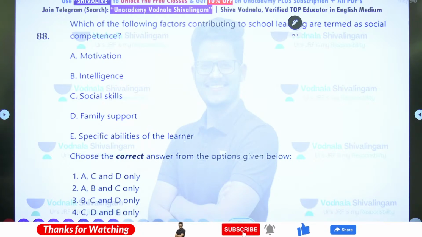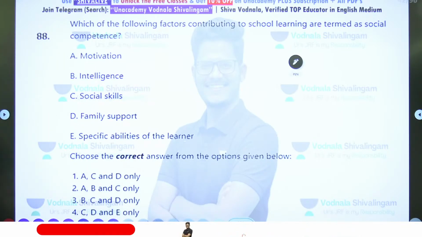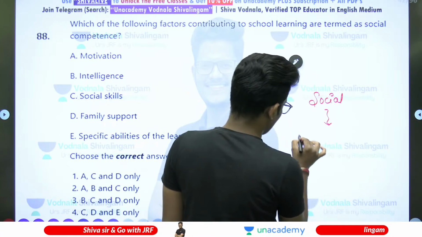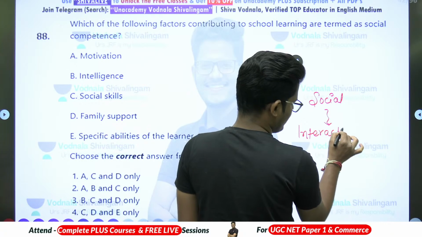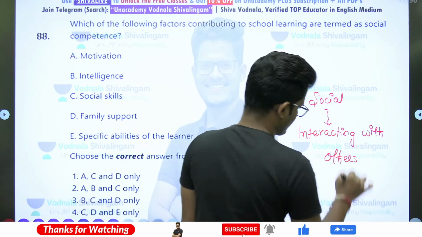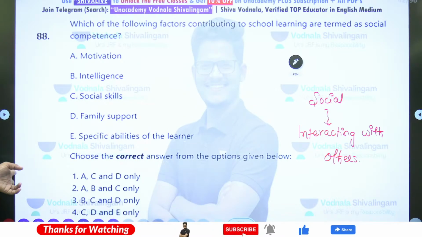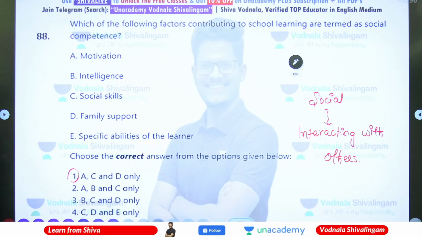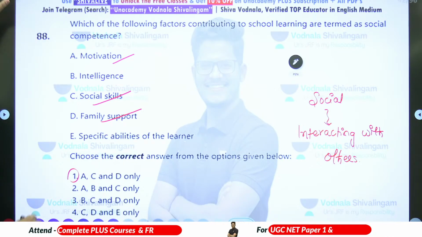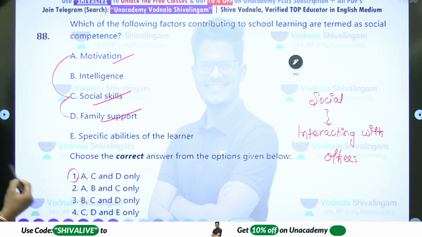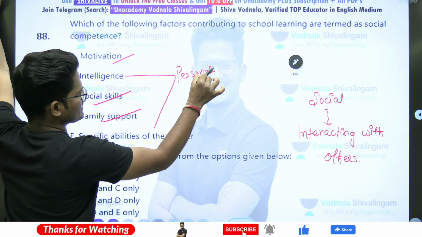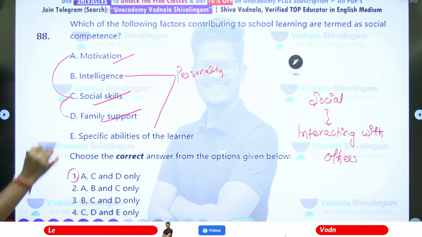Which of the following factors contributing to school learning are termed social competence? Always remember, social competence means the capability of interacting with others. It's a type of maintaining a relationship, interacting with others. The answer for this question is 1, that is ACD: motivation, social skills and family support. In all these 3 cases you are trying to interact, and how well you are developing a relationship with others. Intelligence and specific ability are about one's own personality. It is not about interacting with others. But these 3 things indicate interacting with others.